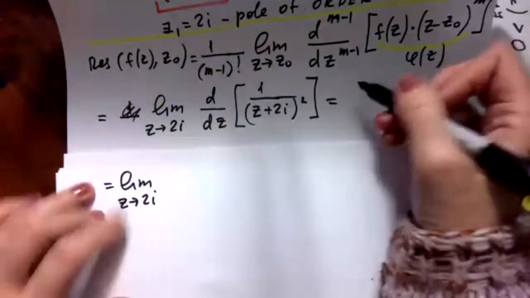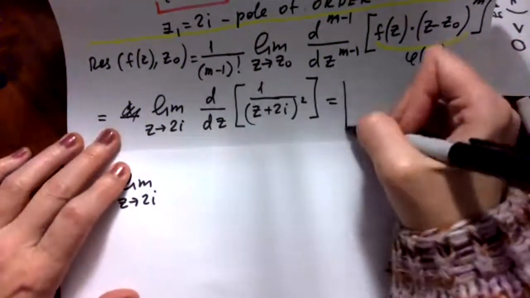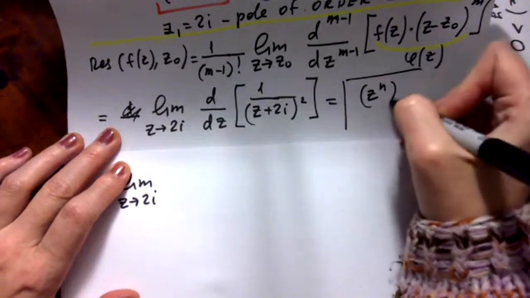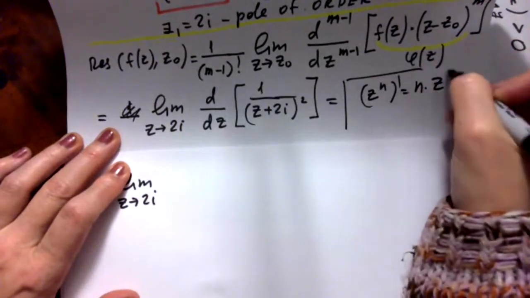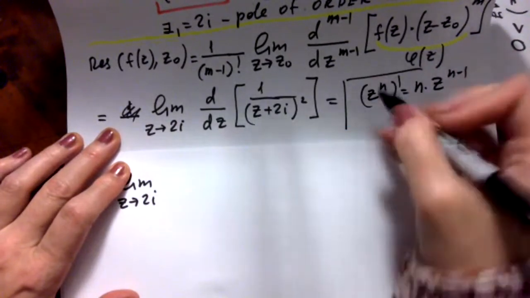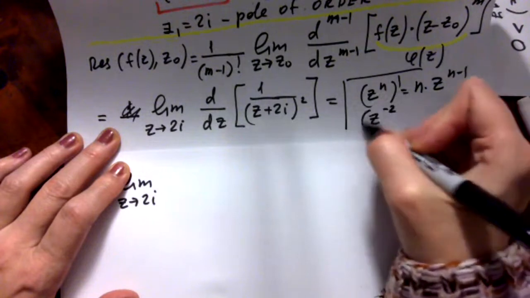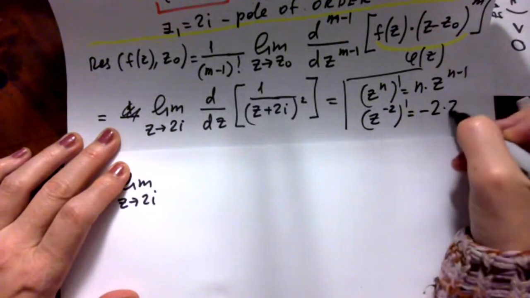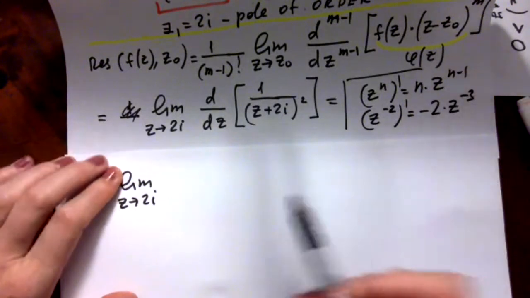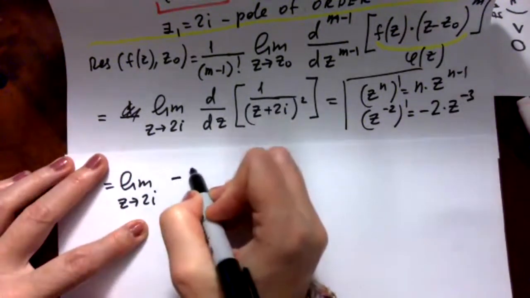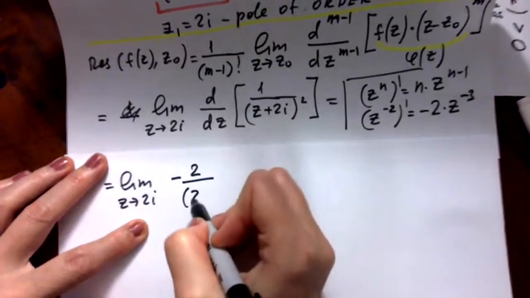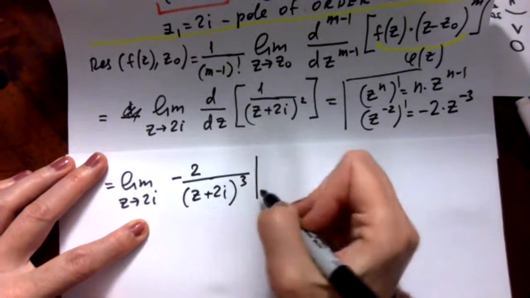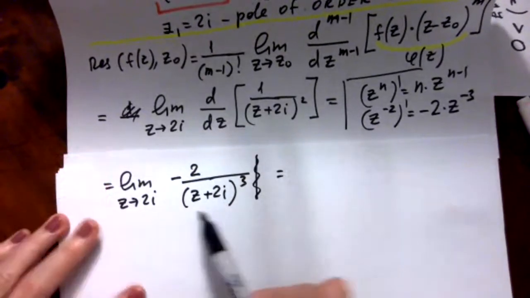So what is the derivative of this function? I need to remind you this formula. If you take a derivative of z to the power of n, it will be n times z to the power of n minus 1. In our case, we need to differentiate z to the power of minus 2. It will be minus 2 z to the power of minus 3. So in our case, it will be minus 2 divided by z plus 2i to the power of 3, cubed.